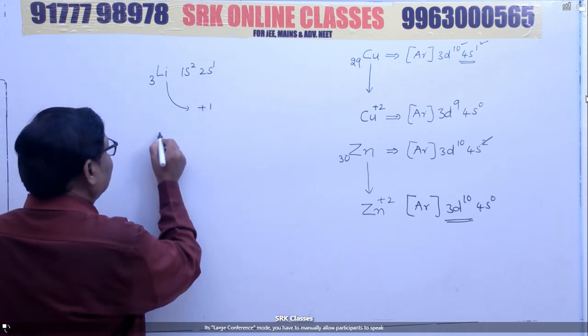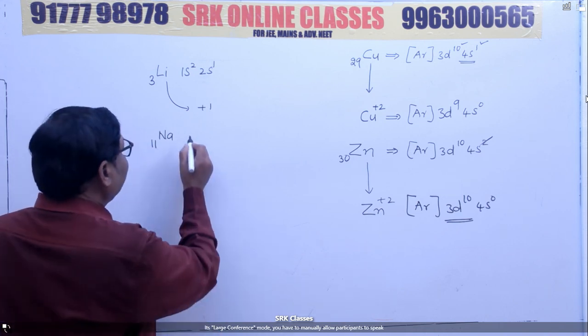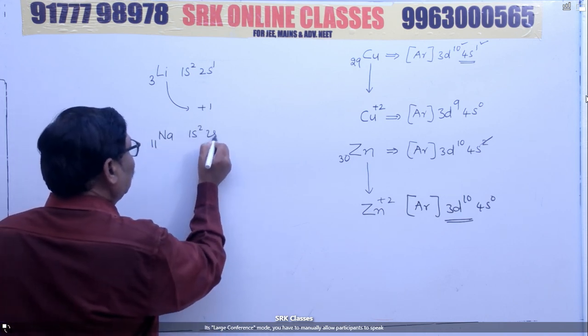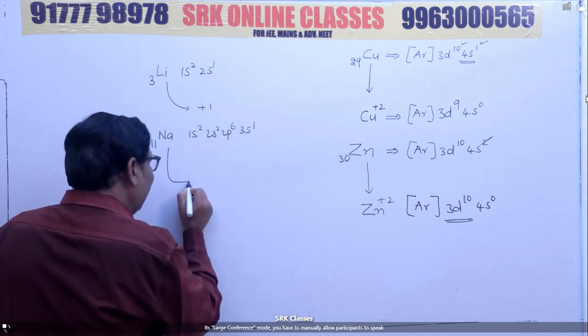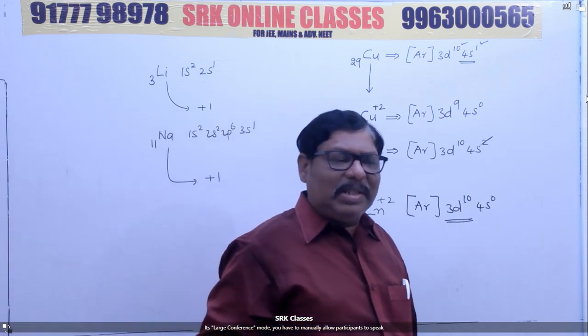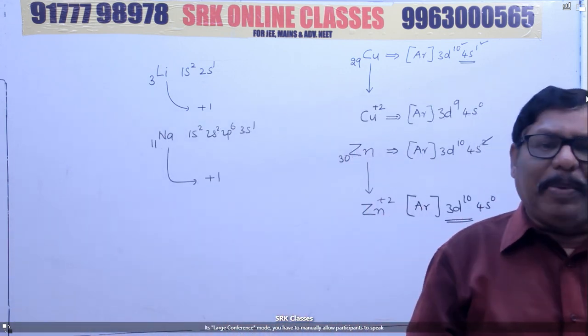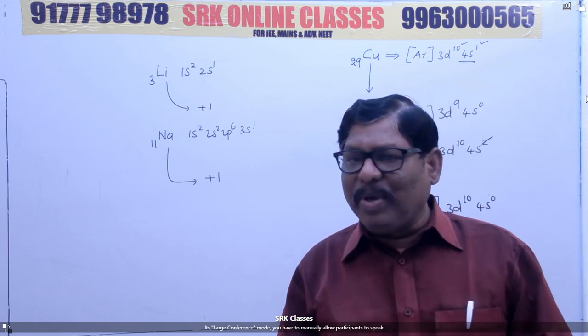Similarly, I'll take sodium, atomic number 11, electronic configuration 1s2, 2s2, 2p6 and 3s1. Sodium metal also shows +1 oxidation state. Next, with lithium and sodium, all first group elements show what? +1 oxidation state, which corresponds to the group number.